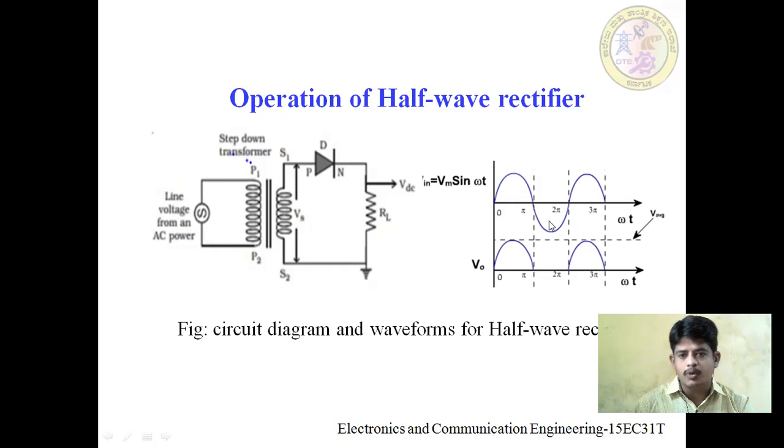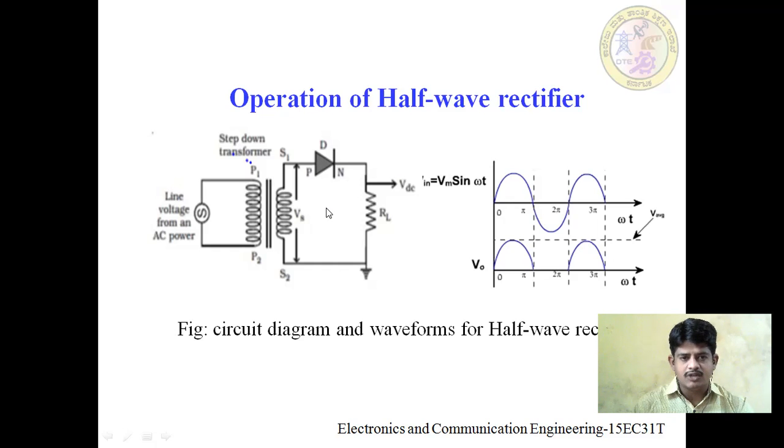Because it's the negative half cycle, earlier S1 was positive and S2 was negative. Now it is reversed: S2 is positive and S1 is negative. Let's see what happens to the diode, how it works, and in which bias it will be. The negative is connected to the anode and the positive is connected to the cathode, so it will be operating in reverse bias.